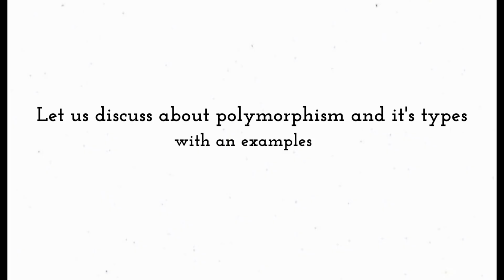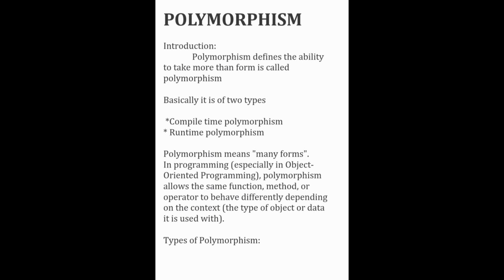Hello everyone. Let us discuss polymorphism and its types with an example. Polymorphism defines the ability to take more than one form. Basically, it is of two types: compile time polymorphism and runtime polymorphism.